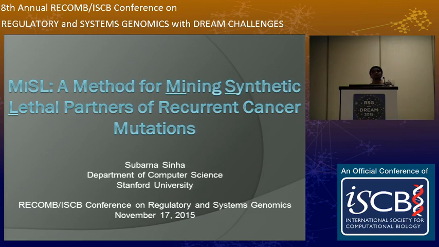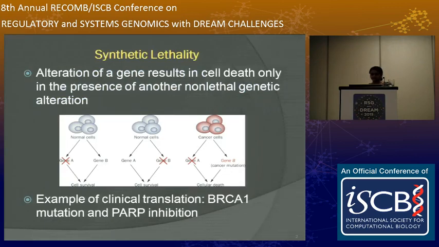Today, I'll talk about this new computational method that we've been developing to find synthetic lethal partners from large-scale primary tumor data. So, quick primer on synthetic lethality. It refers to a genetic interaction, typically between a pair of genes, where knocking down each gene individually has no effect on cell viability. But if you knock down both genes in the pair, then the cell dies.